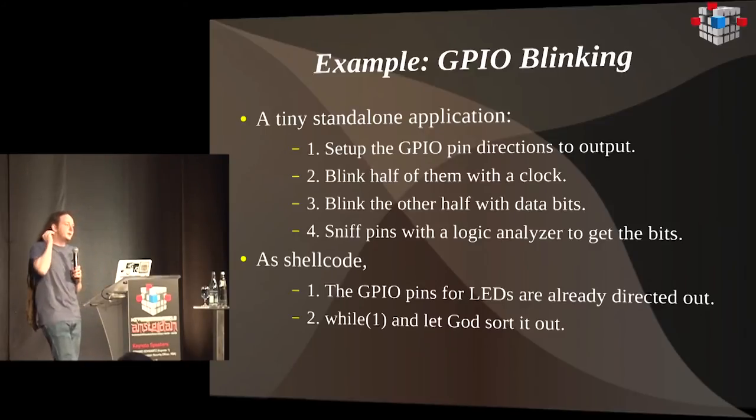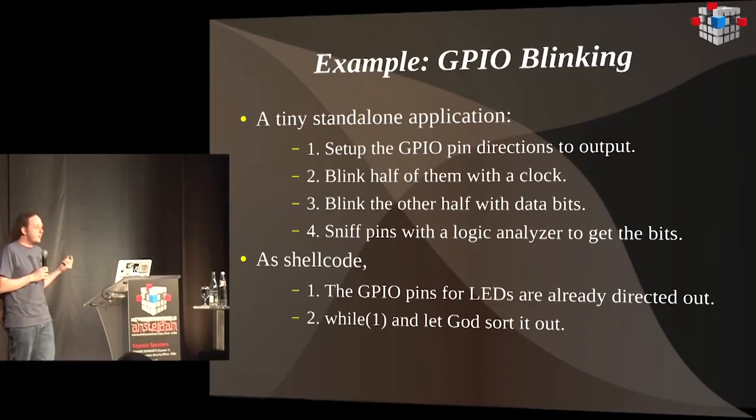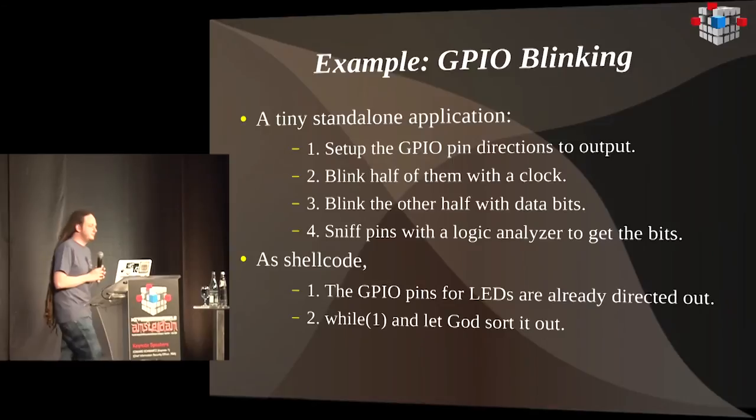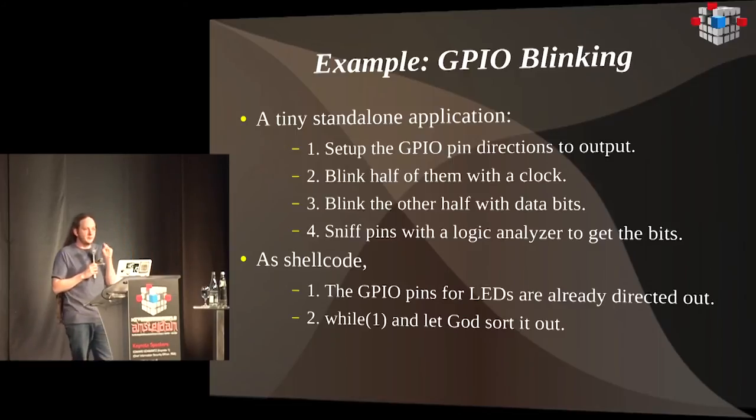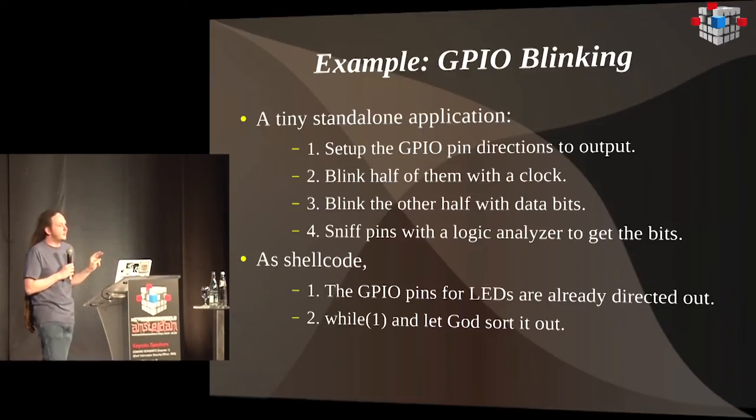So if we were to do this as a standalone program, what we would do is we would set up the general purpose I/O pins in the output direction. This is what tells the chip that it needs to assert the voltage on the pin instead of just measuring it. Then the next thing we do is we blink half of them with a steady clock, and then we blink the other half with data. If you've got a bunch of general purpose I/O pins and you don't know which are LEDs and which are not, just don't care. Skip that first step.